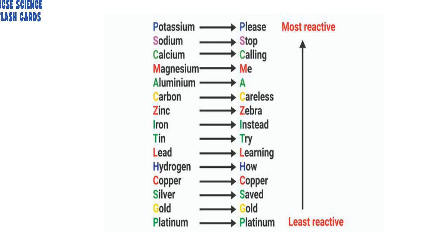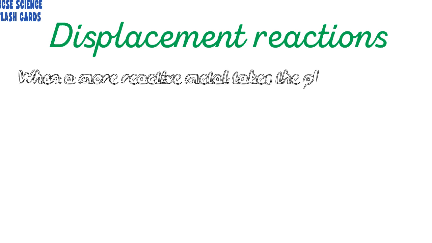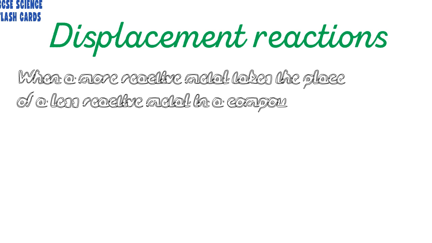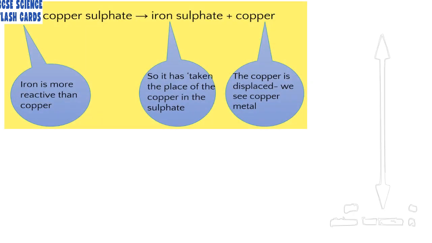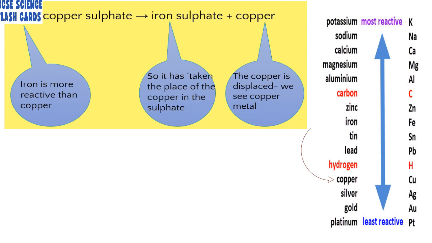In GCSE, there are three main uses for the reactivity series. The first one is for displacement reactions. A displacement reaction is one in which the more reactive metal will displace the less reactive metal from a solution. For example, iron plus copper sulfate will form iron sulfate plus copper because iron is above copper in the reactivity series. Therefore, it can displace or take the place of copper from copper sulfate.